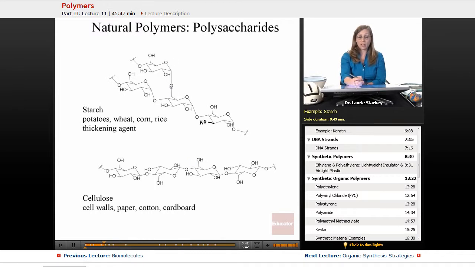There's some branching that can occur here. It's a branch structure as well. And cellulose is the structure when glucose has this glycosidic bond where this oxygen is pointing in the up direction, the beta linkage. Cellulose is what's used for cell walls, so we can use that material for making paper or cotton or cardboard or something like that. So there are natural polymers that are used for materials as well.